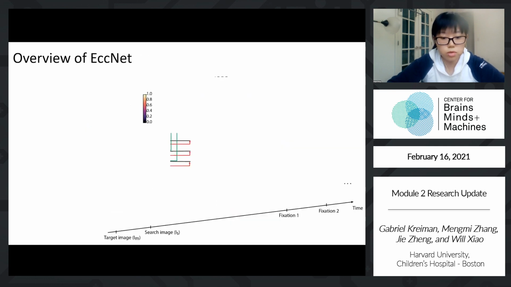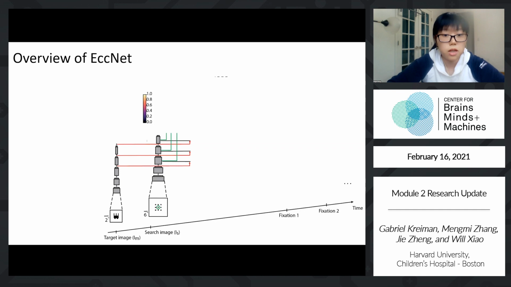So with these two fundamental properties of visual search in mind, let me give you an overview of our proposed computational model for visual search, called eccentricity net. Same as the psychophysics experiments, the eccentricity net is first presented with a target image. Next, the eccentricity net is presented with a search image. We use the same 2D conv nets that have been pre-trained on ImageNet for object recognition to extract the feature maps. Then we use those feature maps on the search image to predict the bottom-up saliency map.